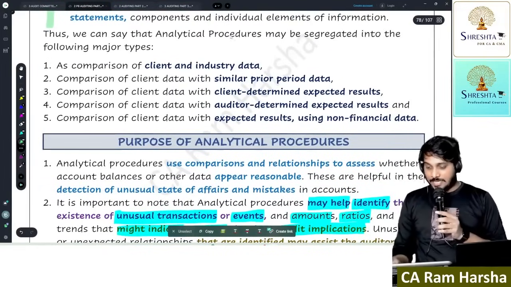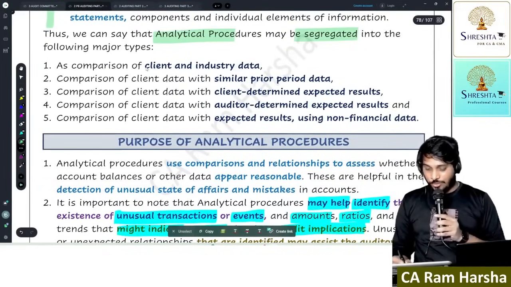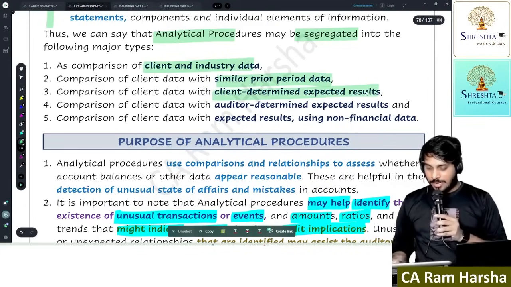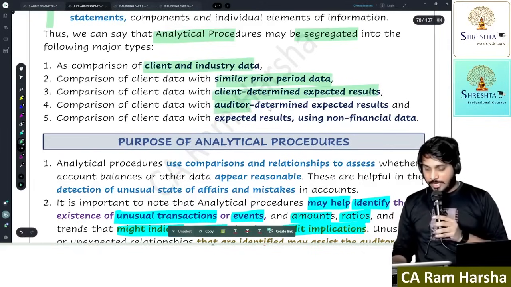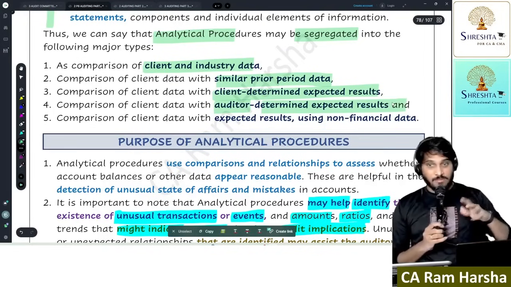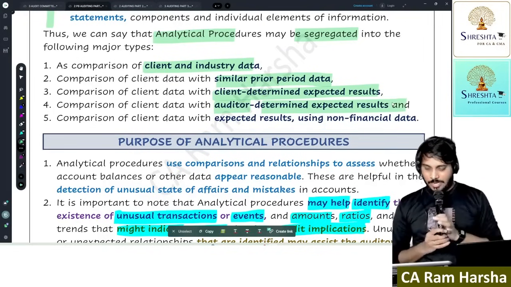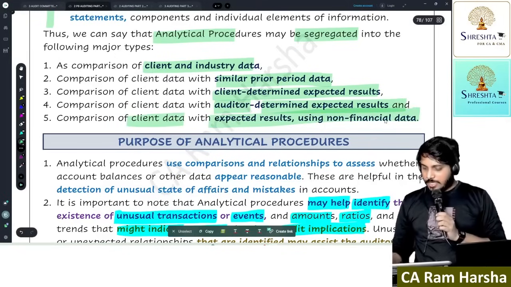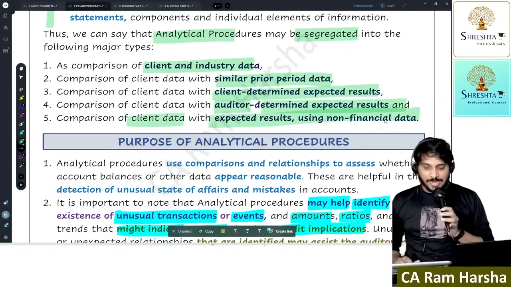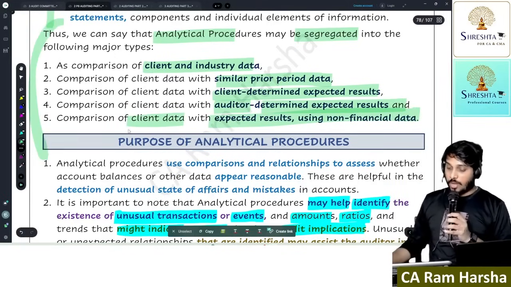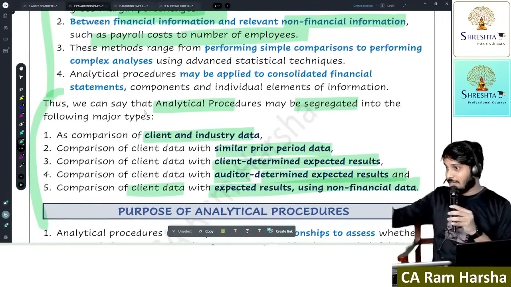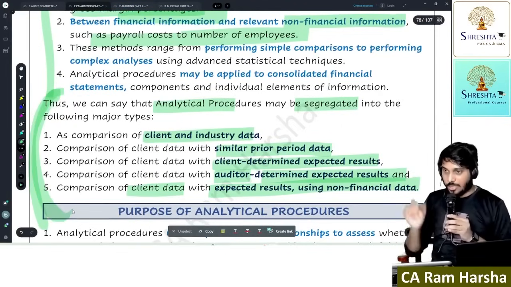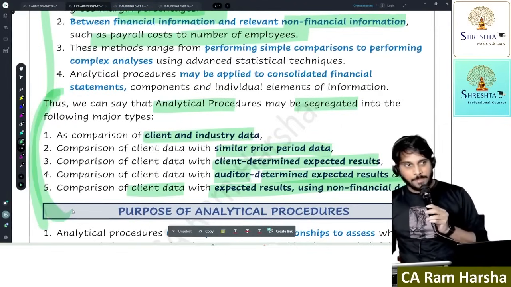So thus, analytical procedures may be segregated into client and industry data comparison, prior period data comparison, client versus actual versus budgeted comparison, auditor-determined expected results, client data with auditor expectations, and client data with expected results using non-financial data. So this can be asked: what kinds of comparisons do analytical procedures include? You need to write all these points. 4 marks question. Understood or not?